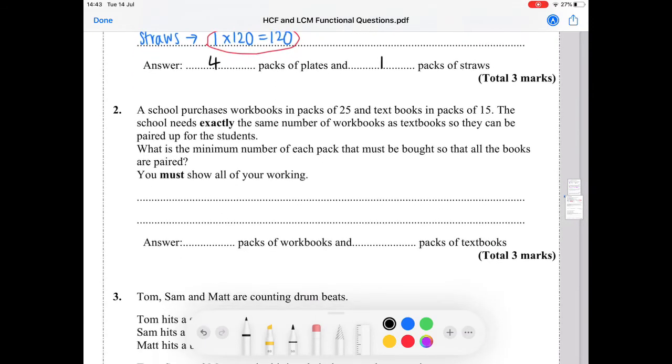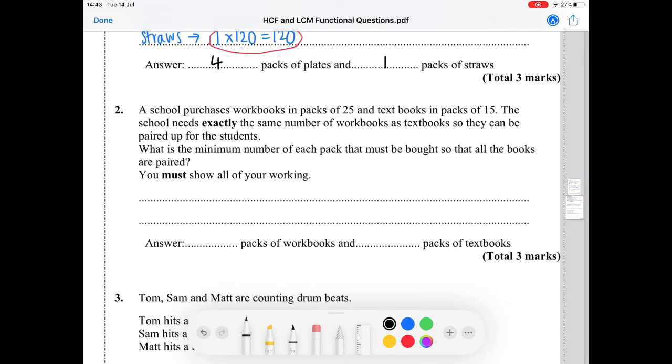Okay, moving on. Question 2. A school purchases workbooks in packs of 25 and textbooks in packs of 15. The school needs exactly the same number of workbooks as textbooks so that they can be paired up for the students. What is the minimum number of each pack that must be bought so that all the books are paired? Okay, so similar kind of thing here. We want to find a combination where we have the workbooks matching up with the textbooks.